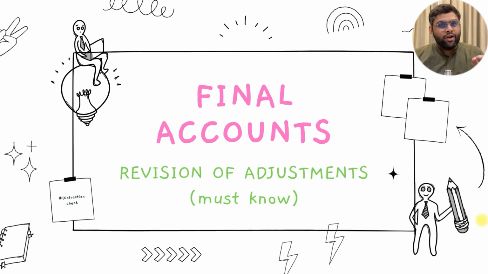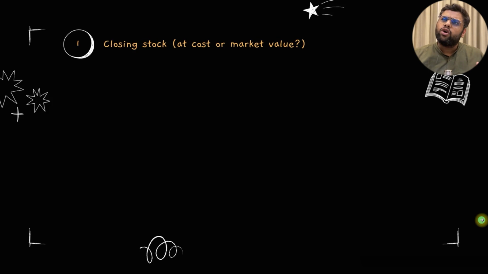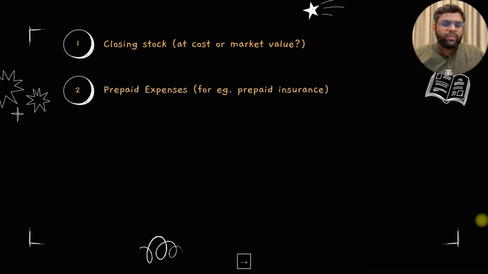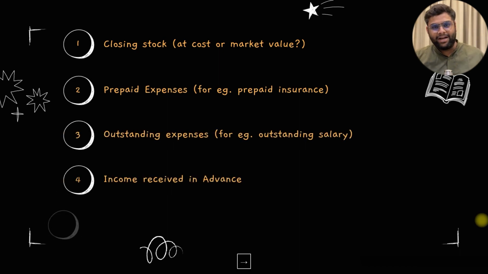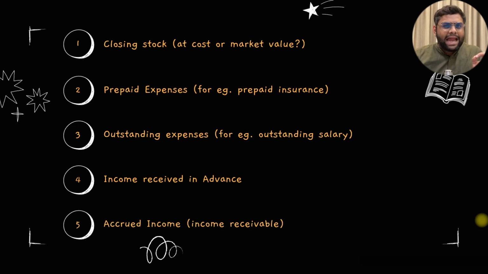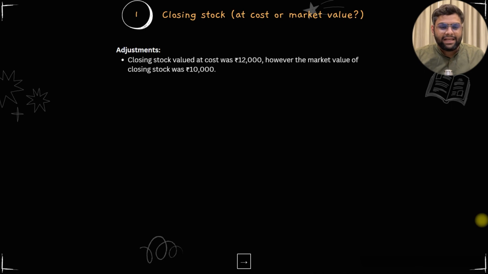In this video we are going to cover 5 types of adjustments: closing stock at cost or market value, how to deal with prepaid expenses, outstanding expenses, income received in advance and accrued income. After the end of this video, you are going to understand all of these adjustments thoroughly. In the first situation, let's say the adjustment is something like this.